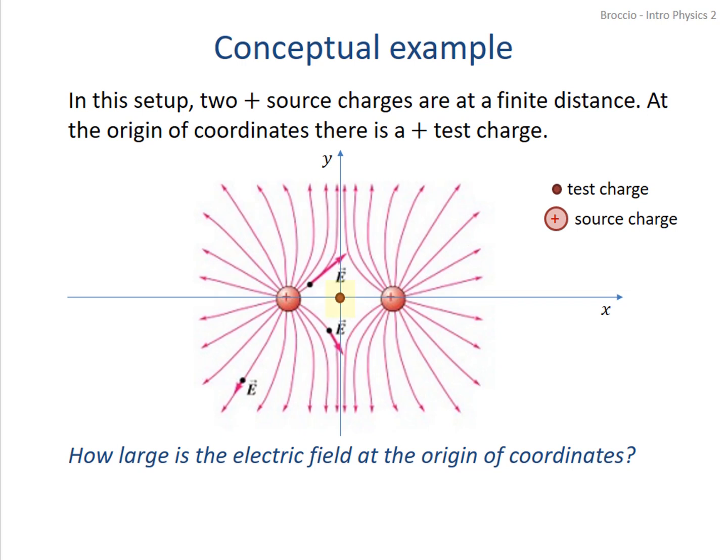However, if this charge was exactly at the origin of coordinates, the field produced by the left source would point in the positive x direction, and the field produced by the right source would point in the negative x direction. Since these two sources are equally far from this point, the magnitude of their electric field would be the same. So these electric fields would be equal and opposite, and the net electric field would be zero.